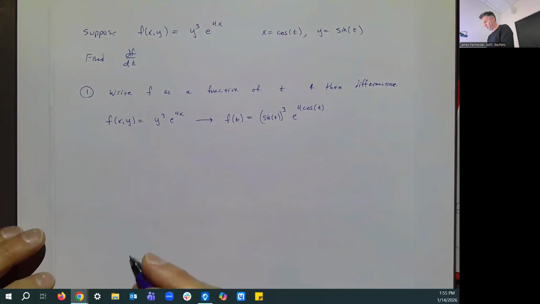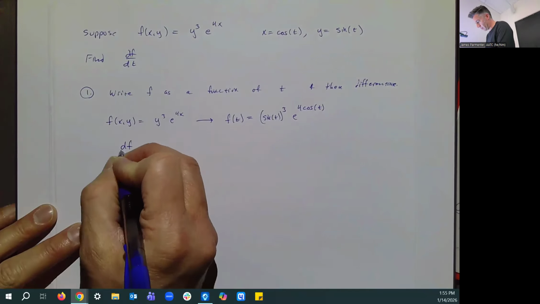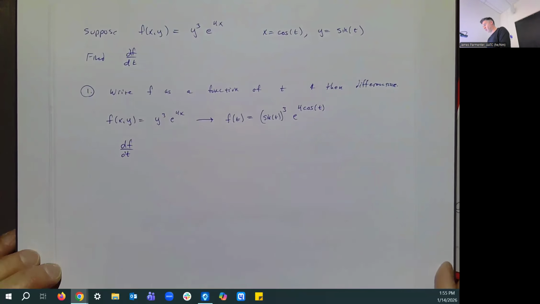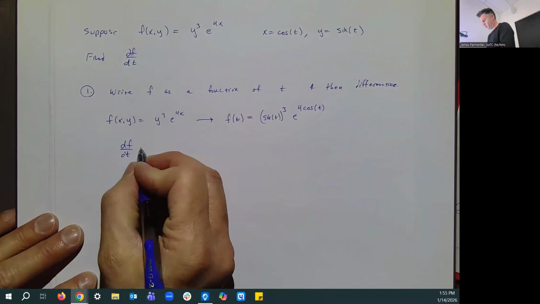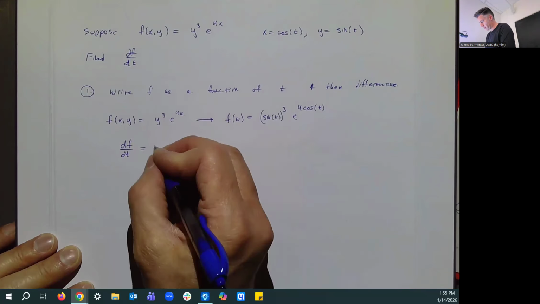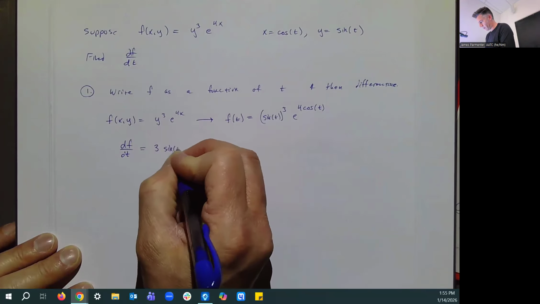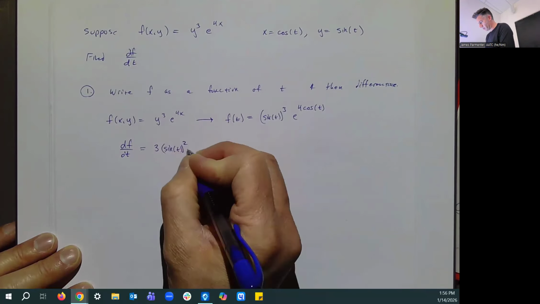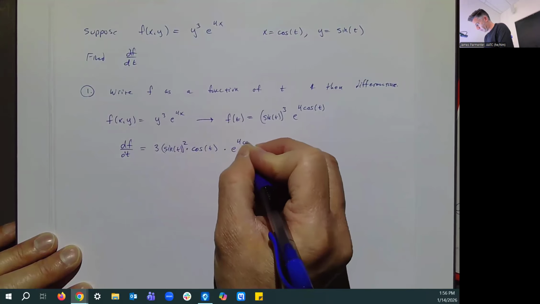And we can find the derivative in the usual way, using the product rule and the old chain rule. Product rule. Okay, so let's see. Derivatives of stuff cubed is 3 times my stuff squared times the derivative of that stuff times the other piece, e to the 4 cosine of t.